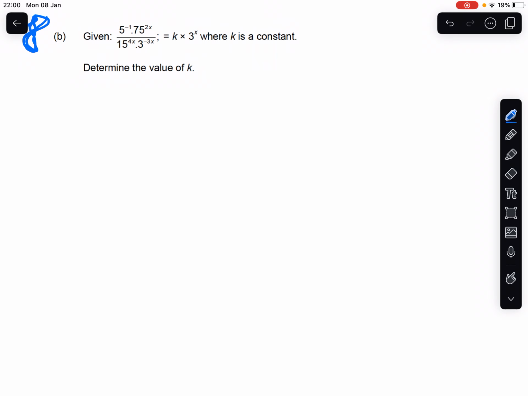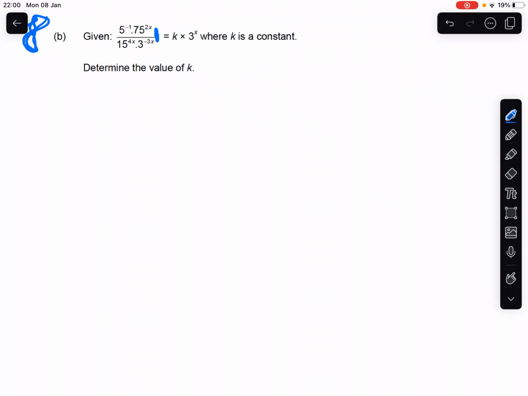I don't think that random semicolon is meant to be there. Anyway, we're told that expression is equal to k times 3 to the x, where k is a constant, not necessarily an integer, but probably at least a rational number. We're asked to determine the value of k. So this is a simplification question, going from a complex looking expression to something that just looks like 2 times 3 to the x, or 10 over 3 times 3 to the x, or something like that.